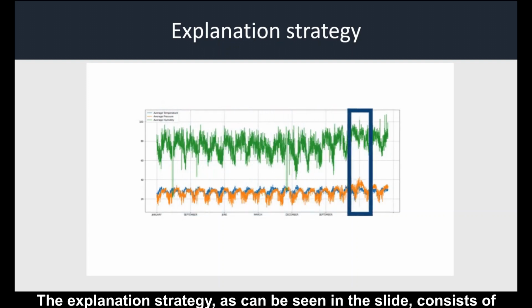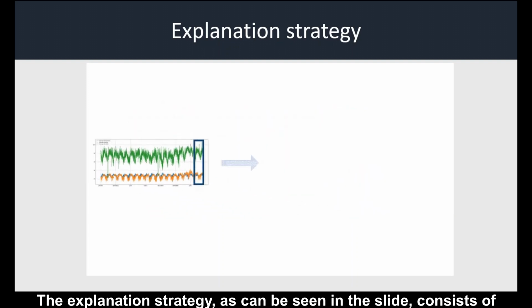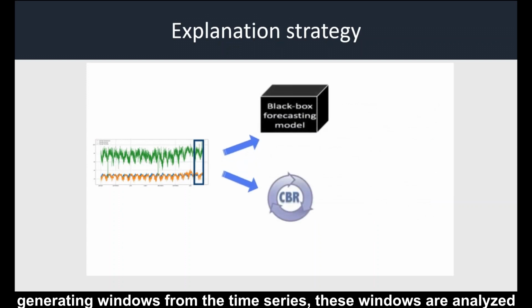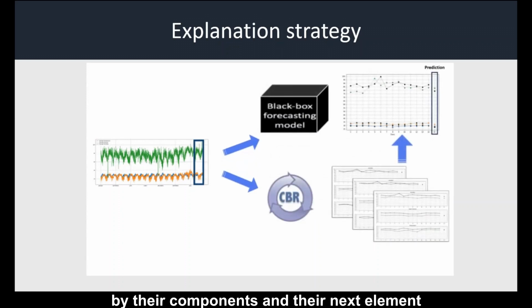The explanation strategy, as can be seen in the slide, consists of generating windows from the time series. These windows are analyzed by their components and their next element is compared to the next element of the target respectively.